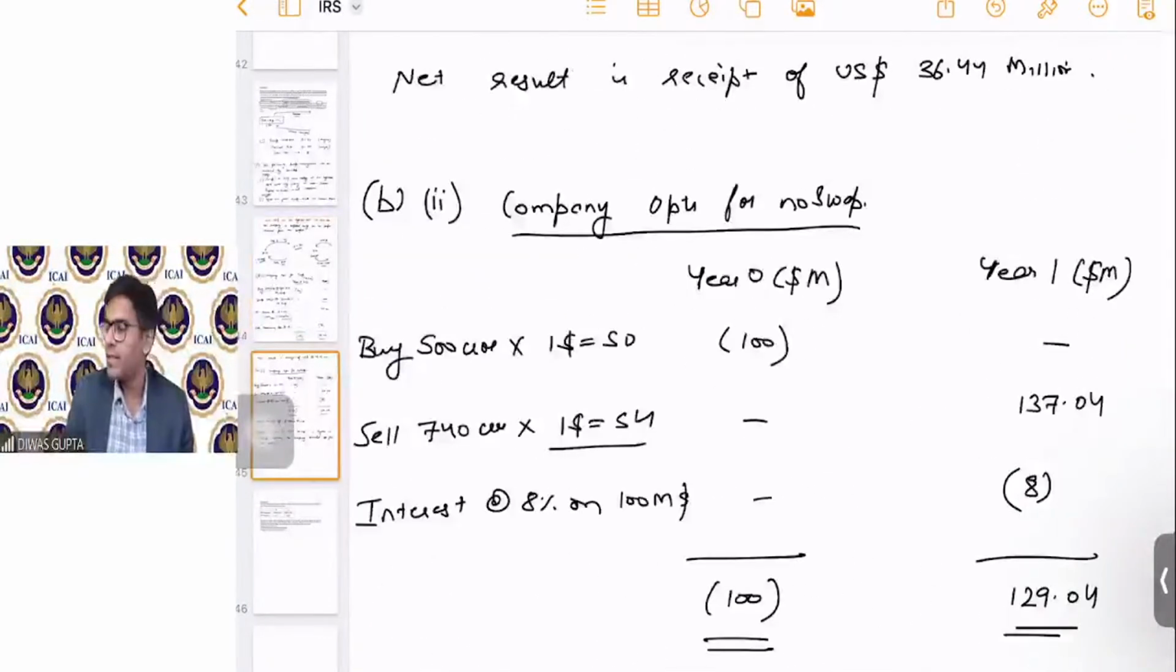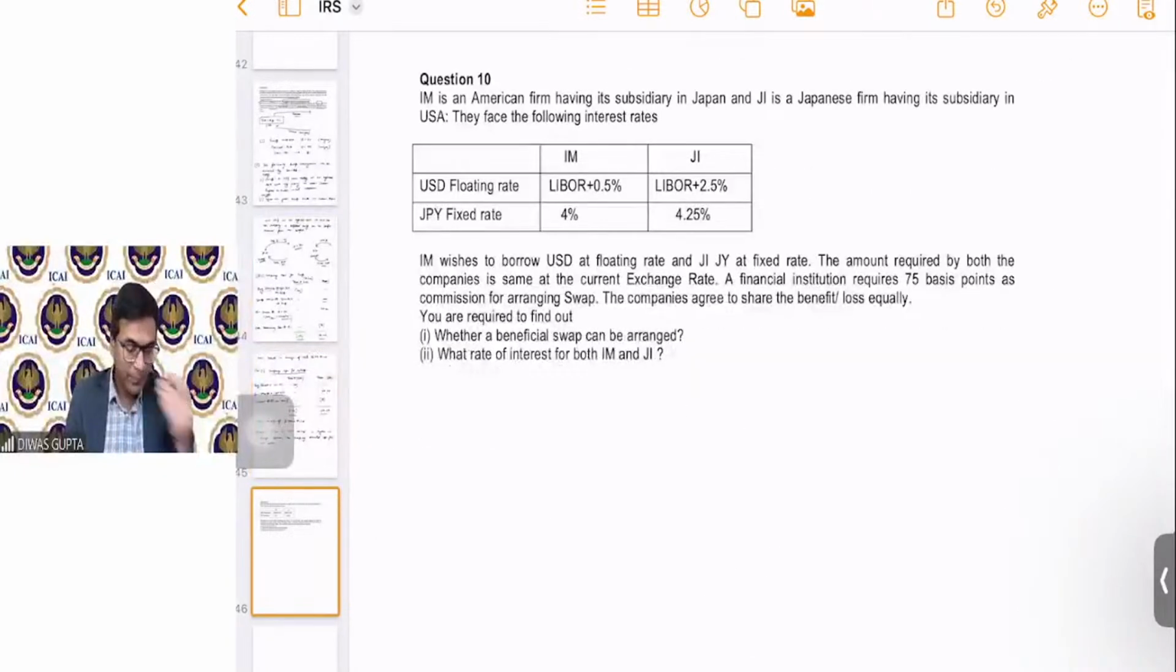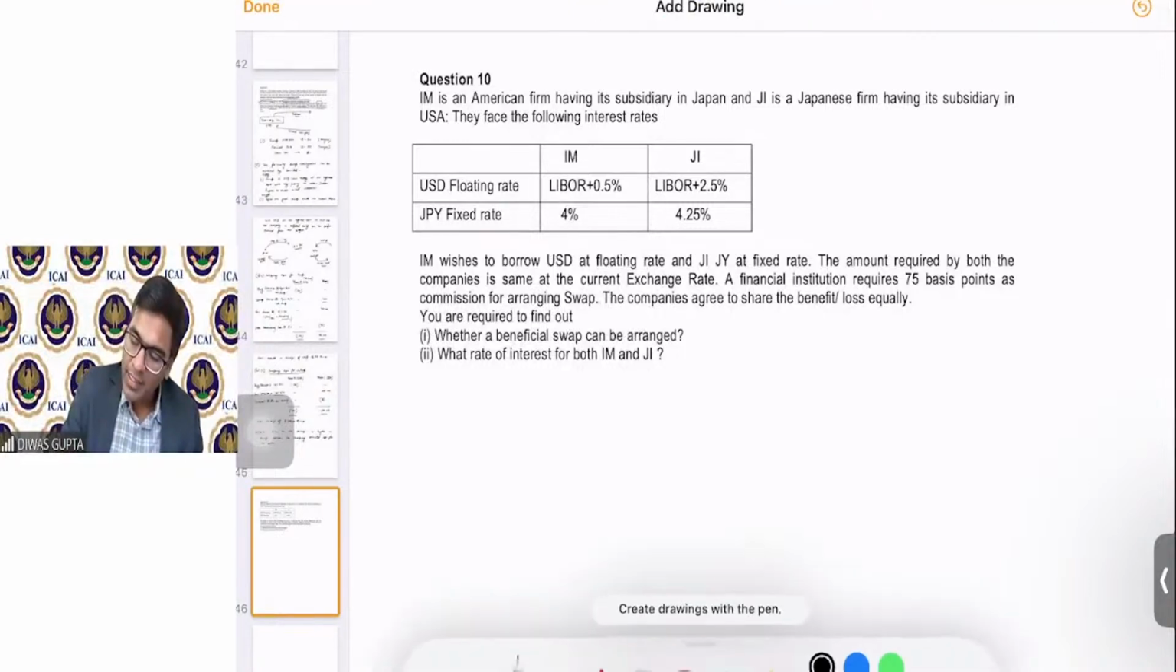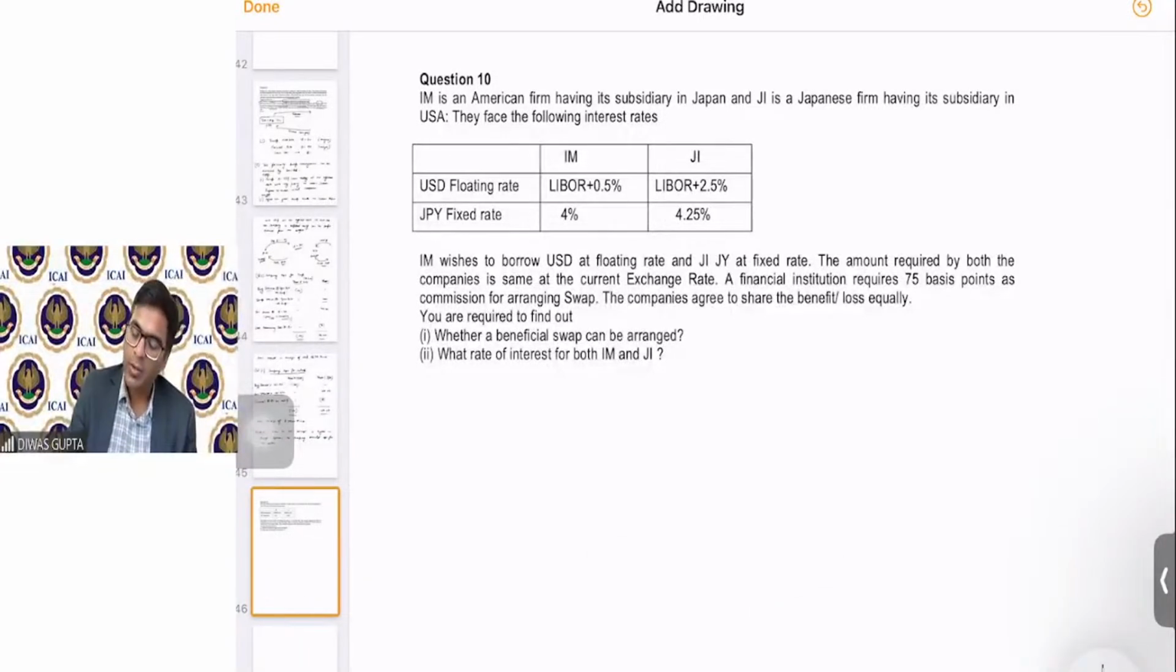Question number 10, students. IM is an American firm having its subsidiary in Japan, and GI is a Japanese firm having its subsidiary in USA. They face following interest rates. For IM and JI, there are two different rates. USD floating rate is LIBOR plus 0.5, LIBOR plus 2.5 is for JI. JPY fixed rate is 4 and 4.25.